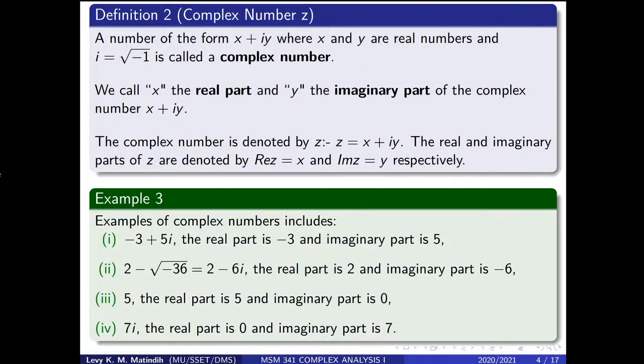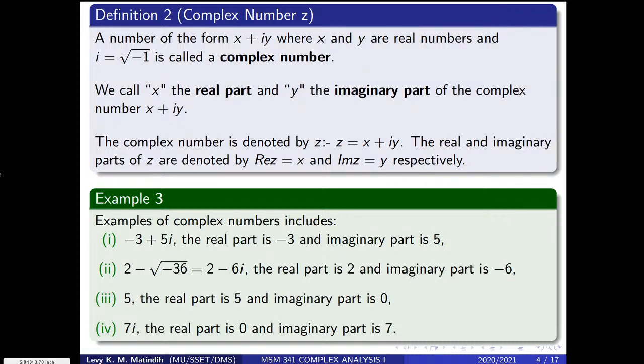Also, we have 2 minus the square root of -36. We can also write it as 2 minus 6i. So in this case, 2 is our real part, and -6 is our imaginary part.